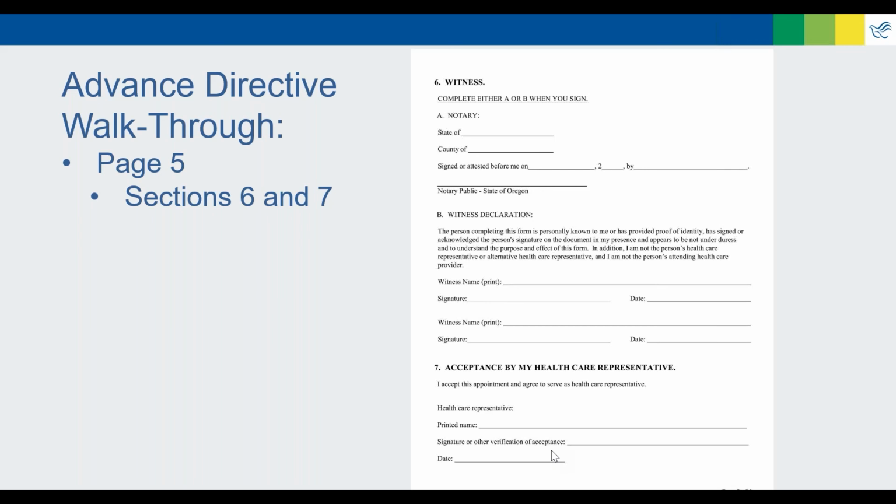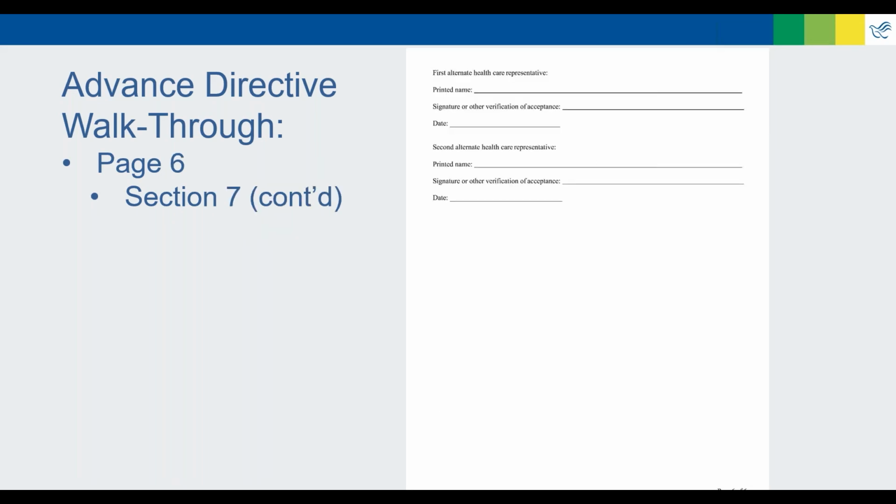So it is okay to handwrite in here the person's name, and where it says signature or other verification, you could write in acceptance verified via phone call of this day at this time, and then your initials and date. It could also be see included email for verification or something along those lines. So providing their signature or some form of verification. And the next page is simply the same for the first alternate and second alternate healthcare representative.